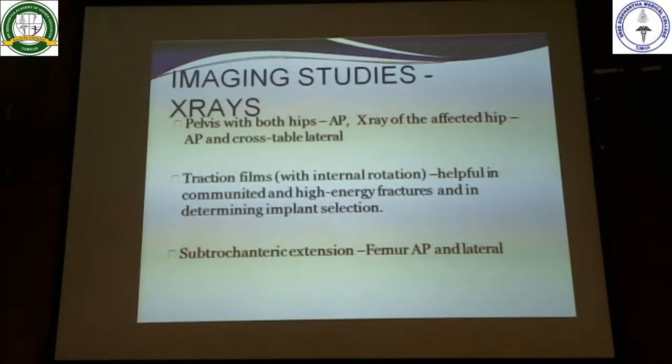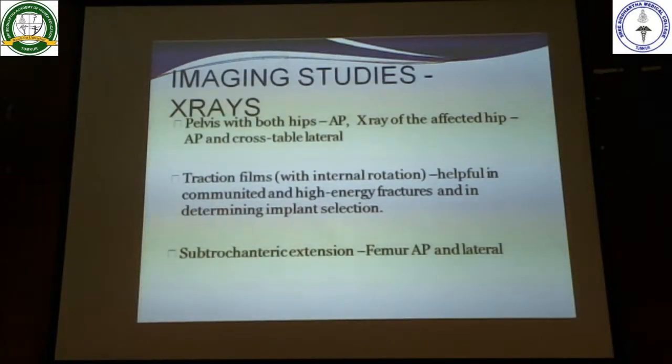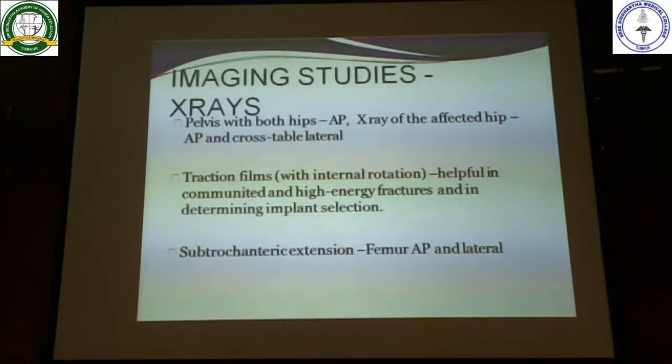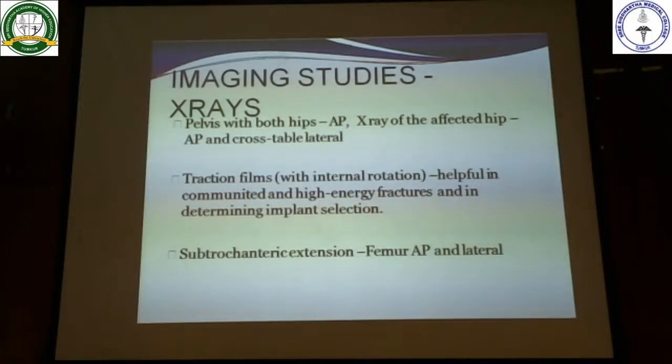Then there is a special kind of film used for X-ray known as traction films, where you apply traction to the limb and then take the X-ray. Why is it useful? Because it's helpful in comminuted and high energy fractures and in determining implant selection. Sometimes some surgeons may require these specific views, known as traction views, to determine the degree of comminution as well as the implant to be chosen. All those things can be determined using special views of the X-ray.